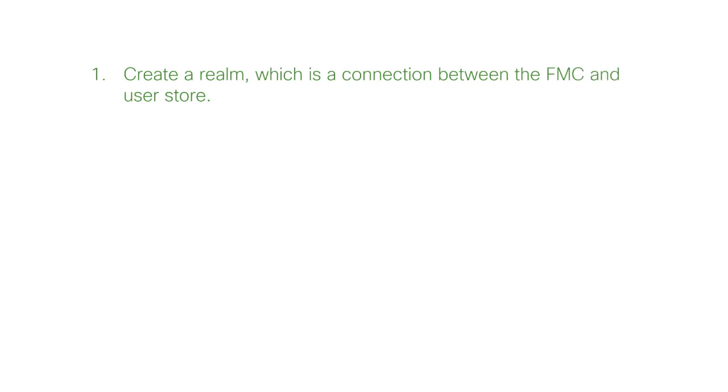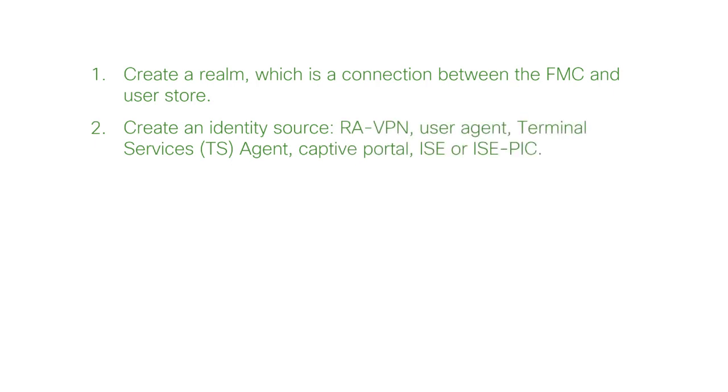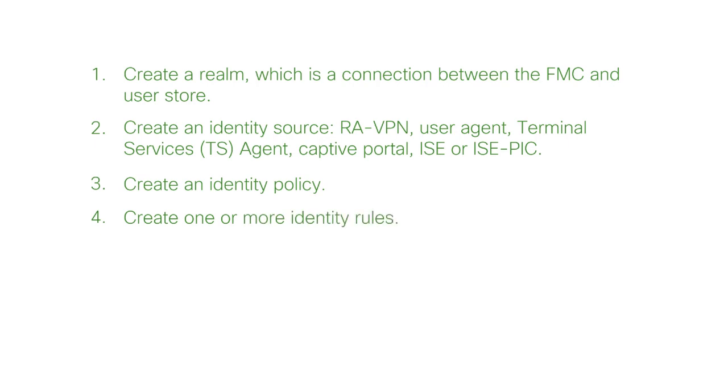Task number 1. Create a realm, which is a connection between the FMC and user store. Task 2. Create an identity source, RAVPN, user agent, terminal services agent, captive portal, ISE or ISE PIC. Task 3. Create an identity policy. Task 4. Create one or more identity rules.